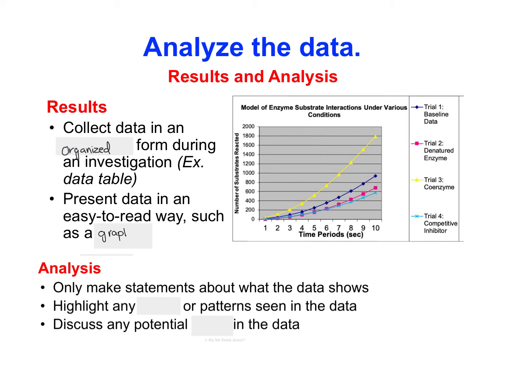As we look at the analysis section of our results, we can only make statements about what the data is telling us. So we're not drawing any conclusions yet, just simply showing and talking about what the data says. We can highlight any trends or patterns seen in the data, and we also want to discuss any potential errors in the data. So let's talk about why we would want to talk about the errors in our data.